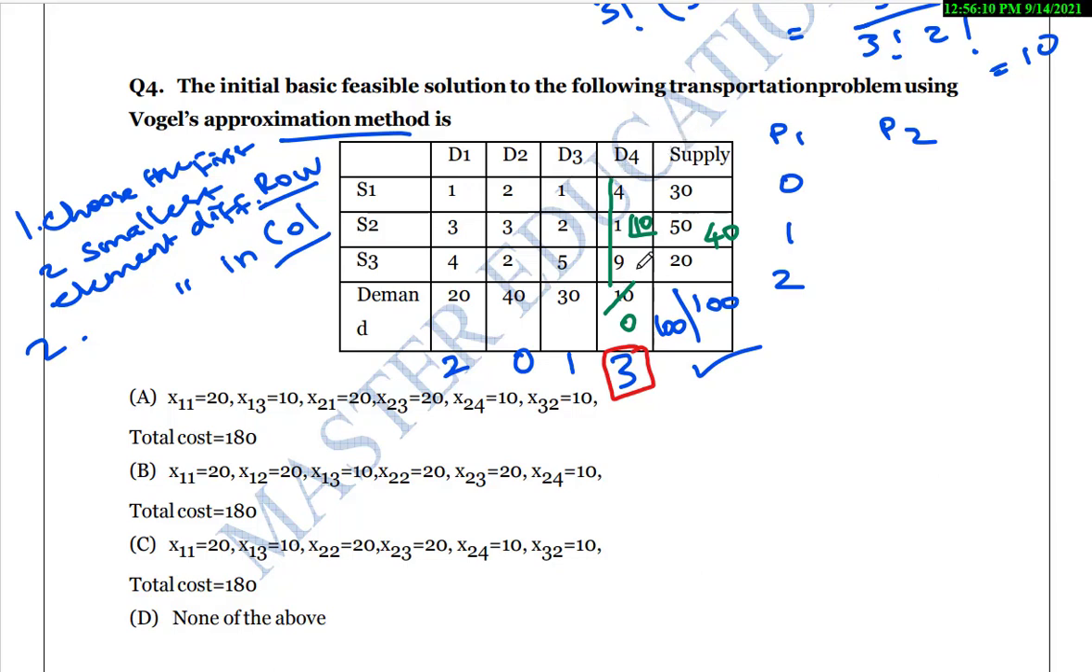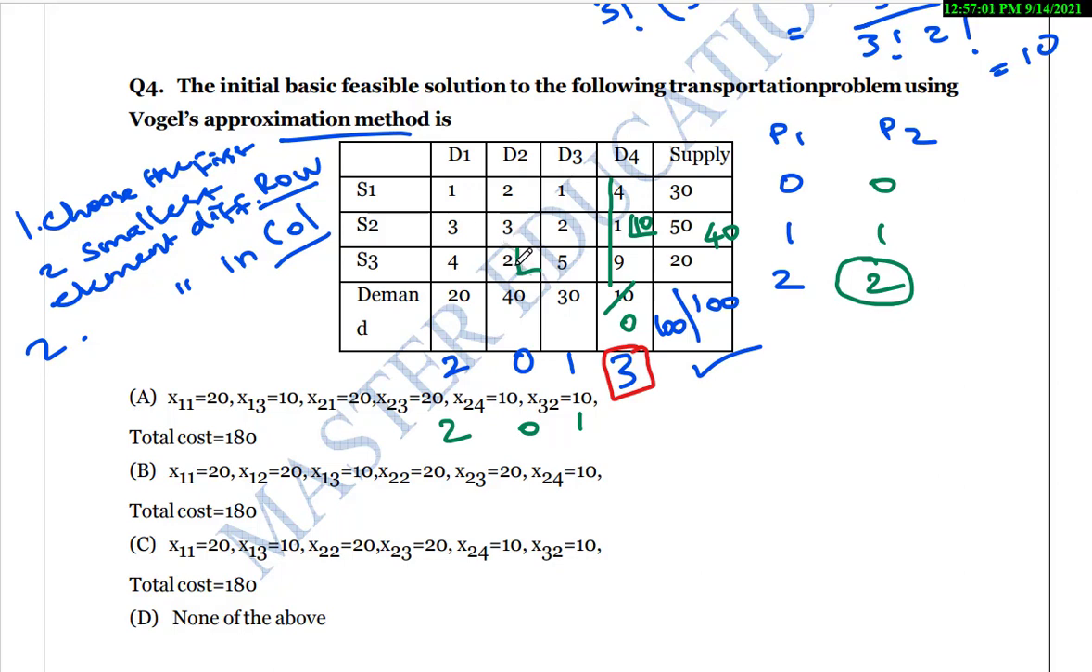Now we have to find the penalty again. 1 minus 3, so this will be 2 only, this will be 0 only, and this will be 1. Here 1 minus 1 is 0, and 2 minus 3 is 1, and here 2 minus 4 is also 2. Now you can choose the highest penalty. Here it is 2 and this is also 2, so you can choose any one penalty. If you choose this, in this row you have to find the smallest value, which is 2. Or you can also choose the other one, no problem.